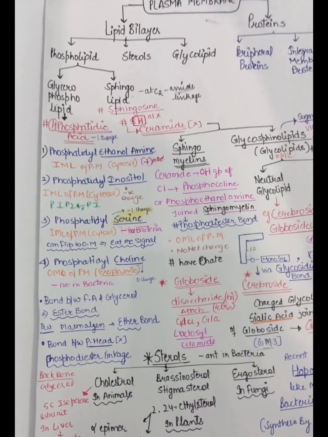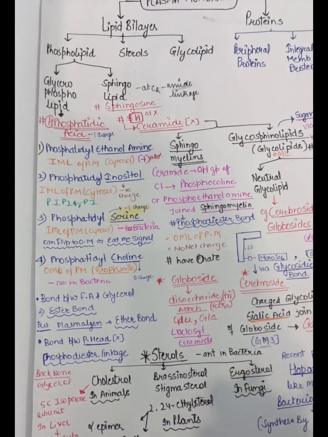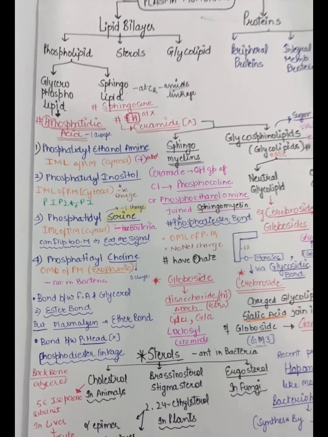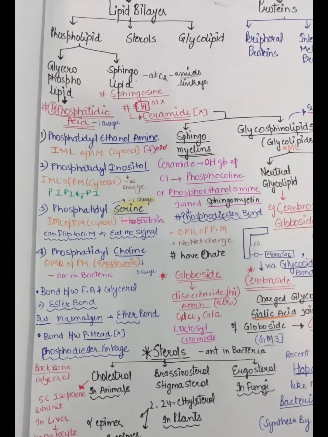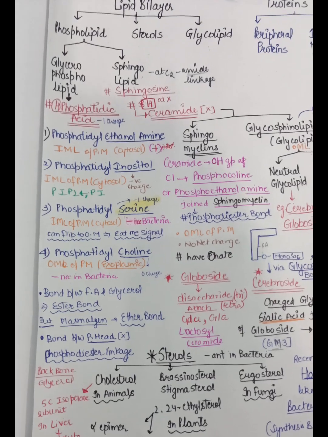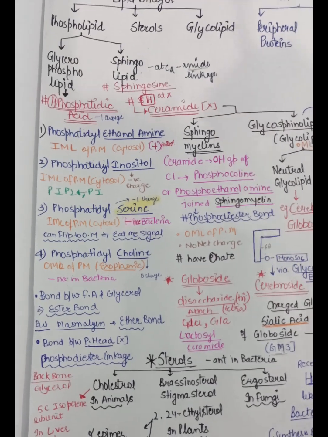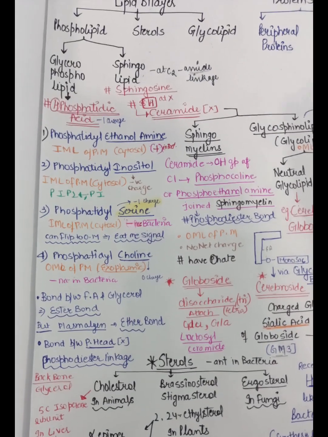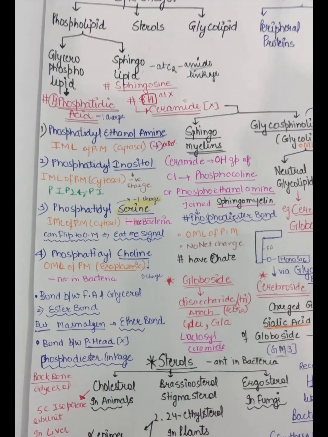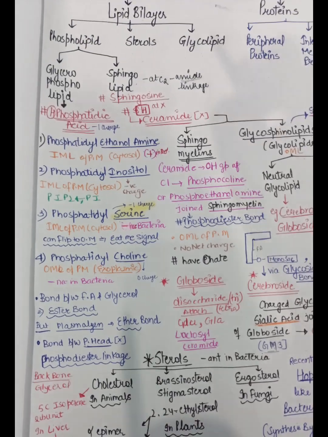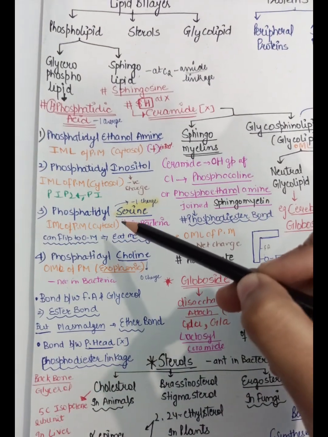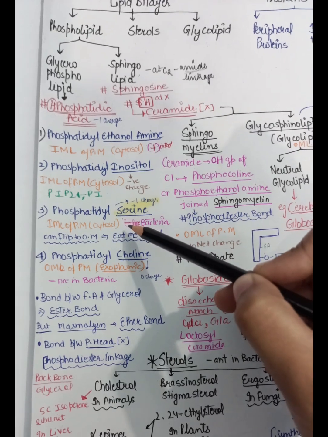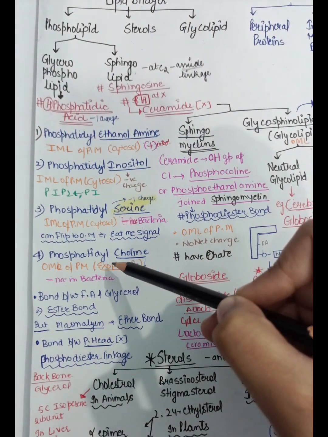And if we attach choline as the alcohol with the phosphate, it becomes phosphatidylcholine, and it is present on the outer monolayer of the plasma membrane toward the exoplasmic phase, and it is also absent in bacteria. So all these three alcohols are present in the inner monolayer of the plasma membrane, but phosphatidylcholine is present towards the outer monolayer of the plasma membrane, the exoplasmic side.